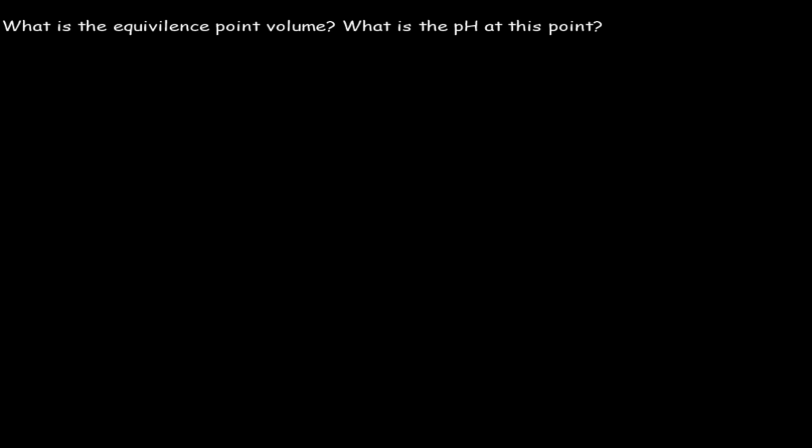So our next question is, what is the equivalence point volume and what is the pH at this point? Well, our last question, our volume that we added was 3.5 milliliters of sodium hydroxide, and that was the 1/2 equivalence point. So to get the equivalence point, all we have to do is multiply that by 2. So 3.5 milliliters times 2 would equal 7 milliliters. So we know if you add 7 milliliters of sodium hydroxide, you'll be at your equivalence point. But what's another way of calculating that?